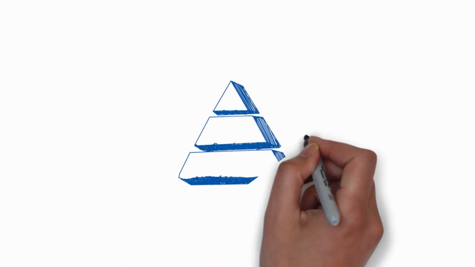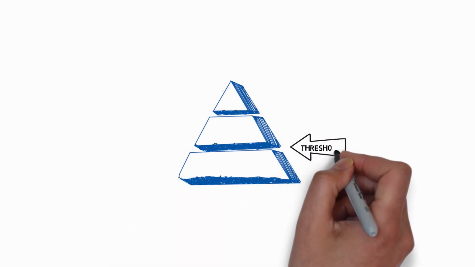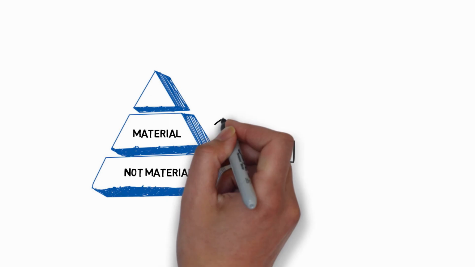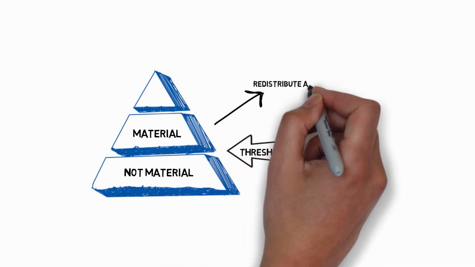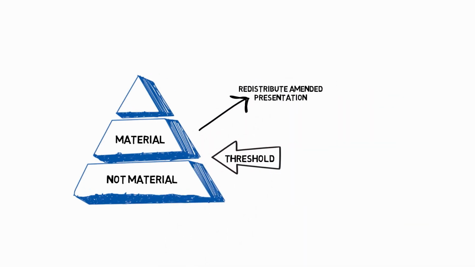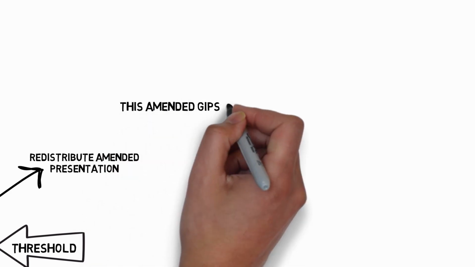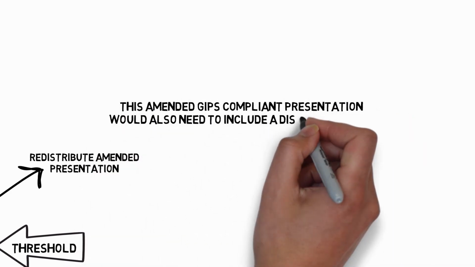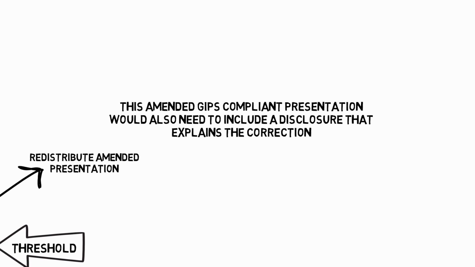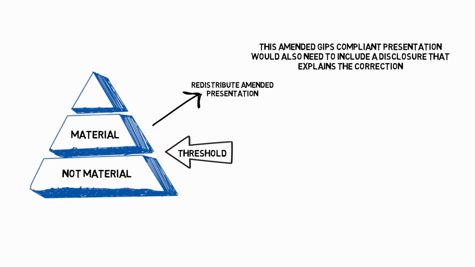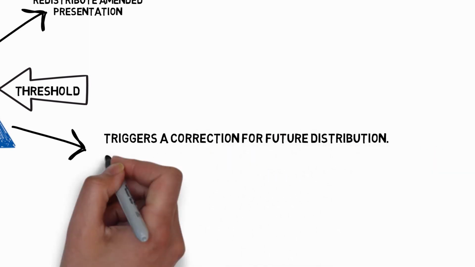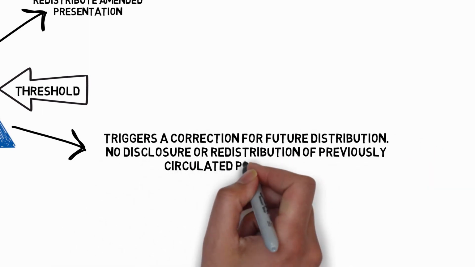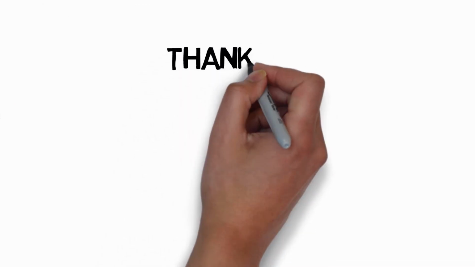Typically, thresholds are set that define when an error becomes a material error. Anything above the threshold would require the firm to redistribute an amended GIPS-compliant presentation to any prospective client or clients that relied on the erroneous presentation. This amended GIPS-compliant presentation would also need to include a disclosure that explains the correction. Anything below the materiality threshold will only trigger a correction for future distributions, but no disclosure or redistribution of previously circulated presentations.